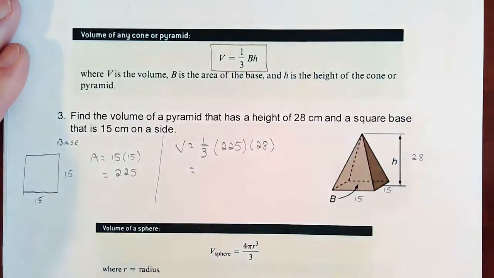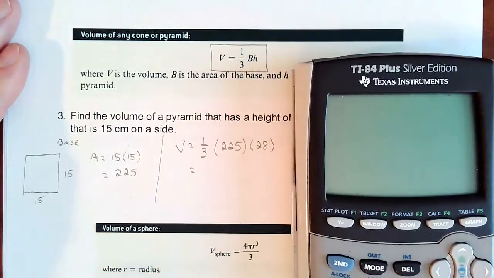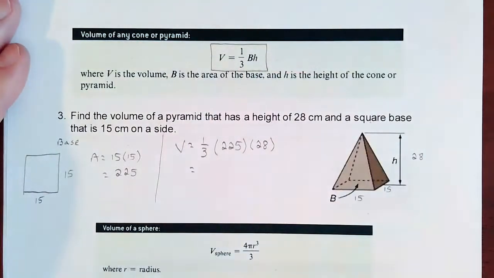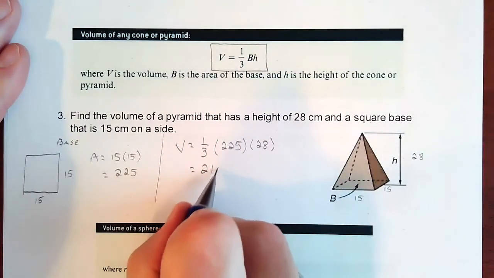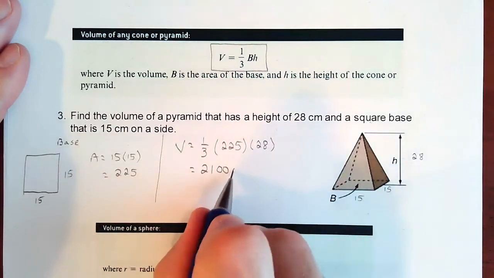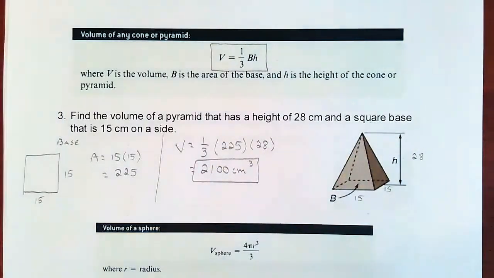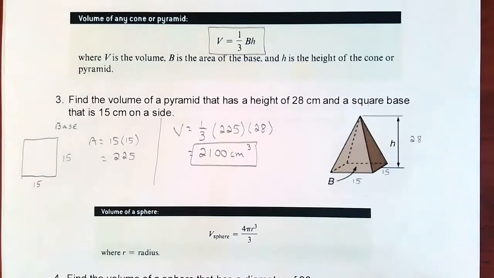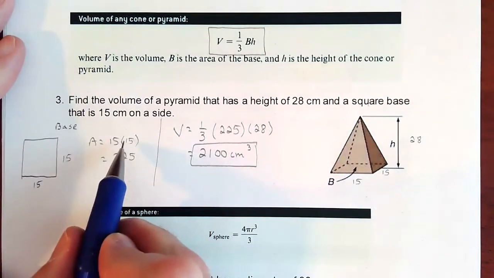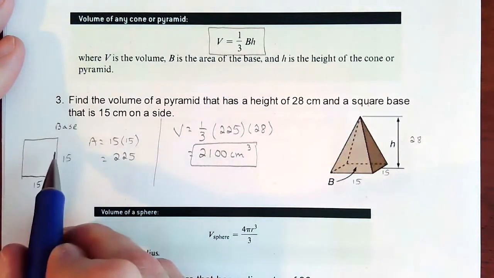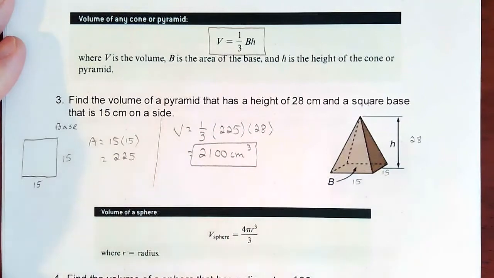All right, so if you're throwing that into a calculator, instead of doing the 1/3, it's probably easiest to do 225 times 28 and then divided by 3. So that's probably the easiest route. So 2100. So our volume is 2100 cubic centimeters. Okay. And then if it was a cone, the only difference is I would be doing pi r squared to find that area. Otherwise, everything else would be exactly the same.